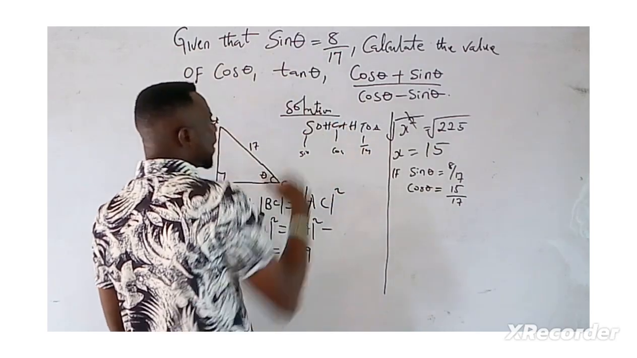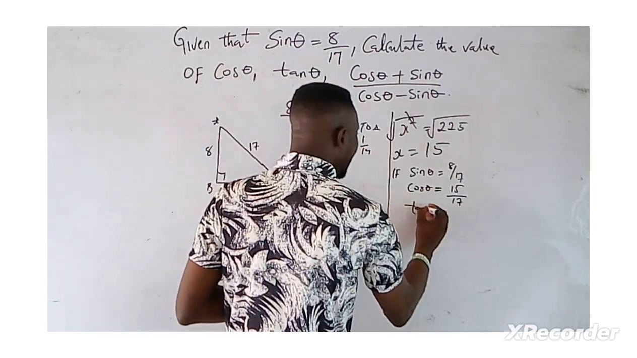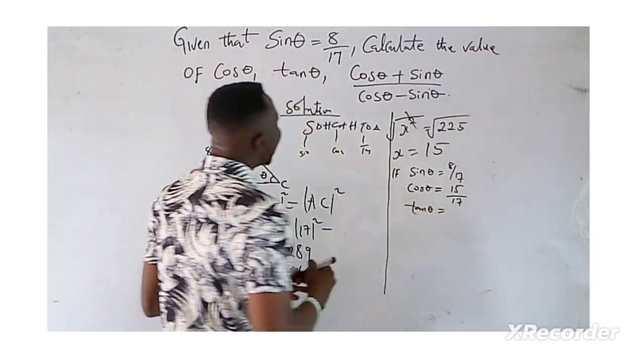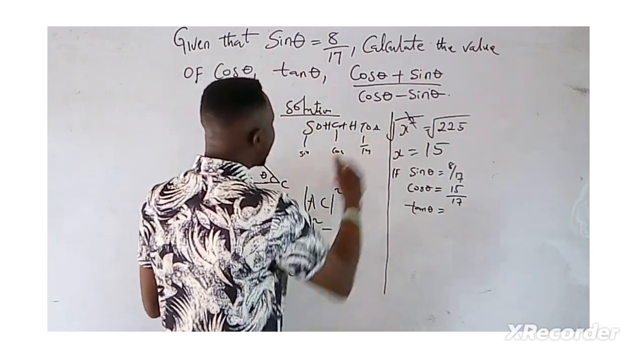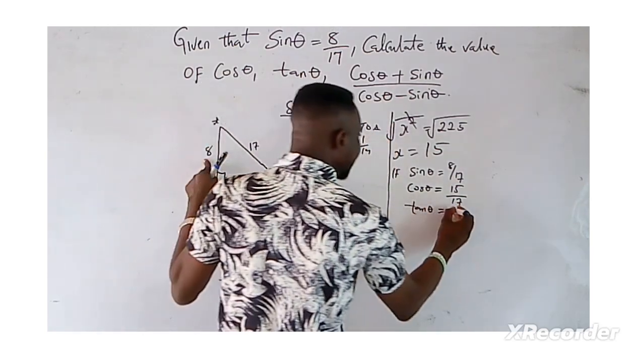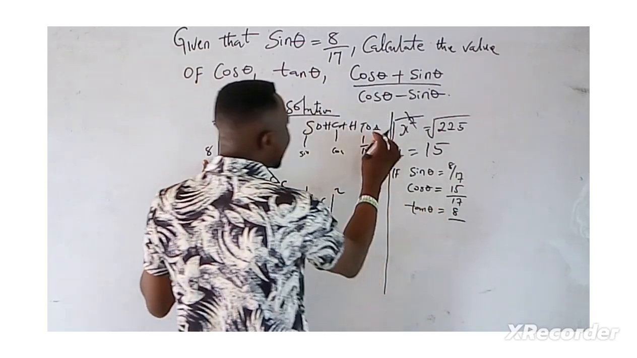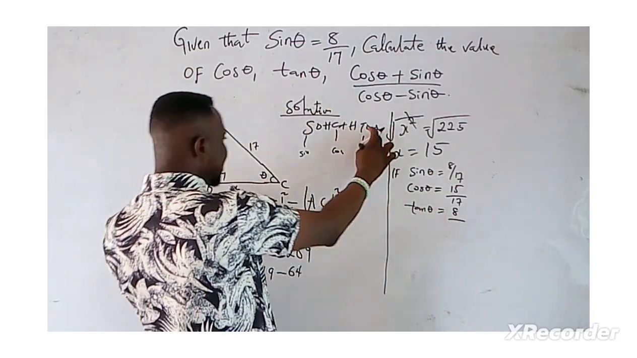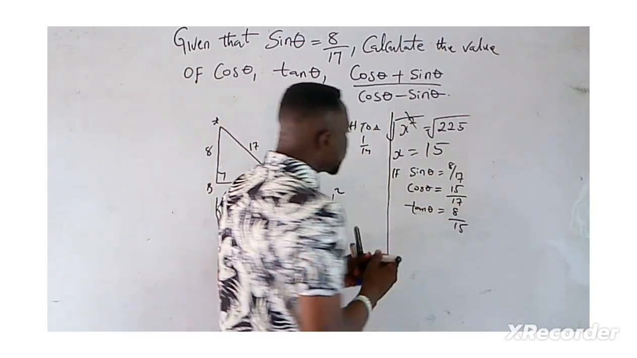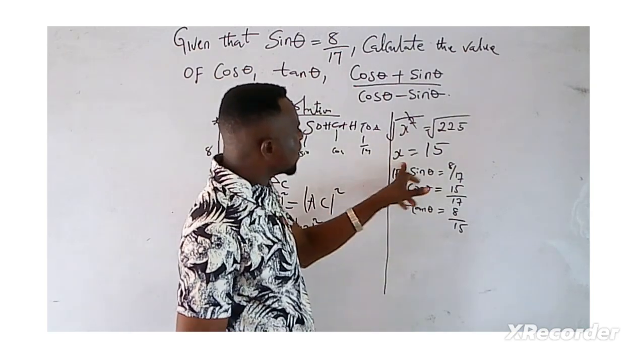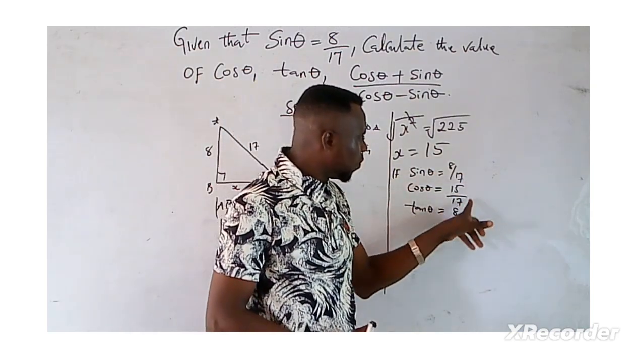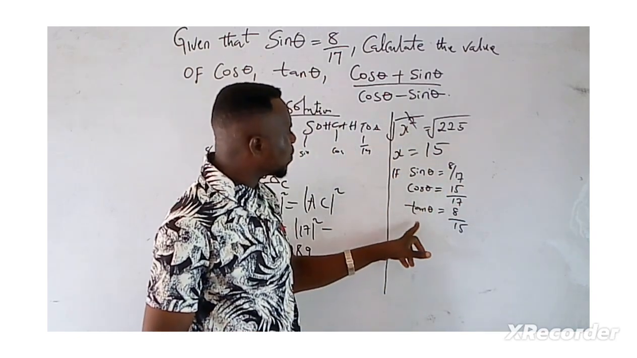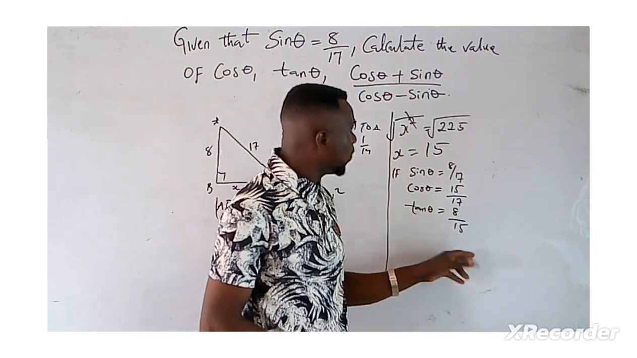Then to get tan theta, remember from yesterday's work, tan is opposite over adjacent. Our opposite is 8 and our adjacent is 15. So the value of sin theta is 8 over 17, the value of cos theta is 15 over 17, and the value of tan theta is 8 over 15.